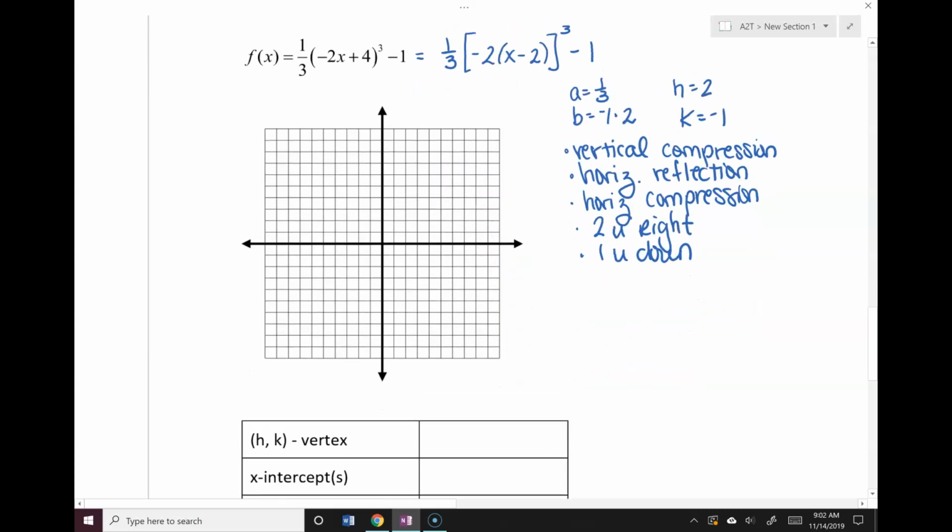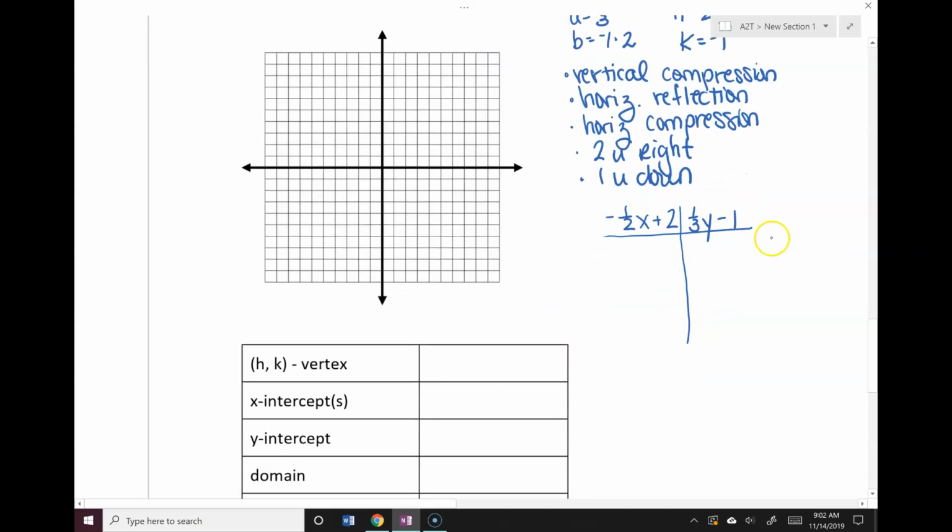And that's going to help us set up our transformation table. So it's a negative 1/2 x plus 2, the reciprocal of the given b value times x, and then 1/3 y minus 1. Okay, for our parent function points, we have -2, -8, -1, -1, 0, 0, 1, 1, and 2, 8.